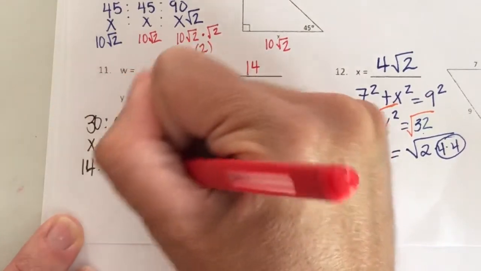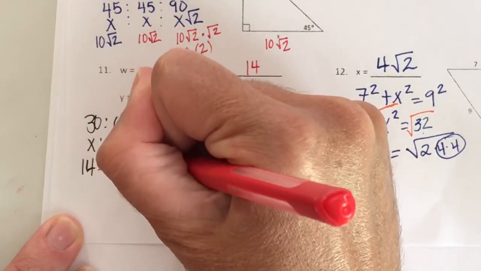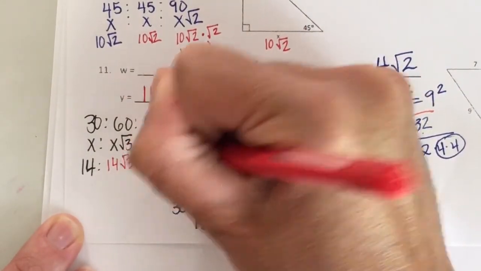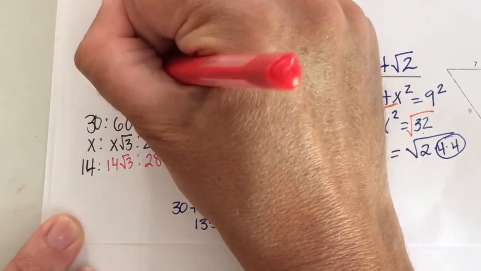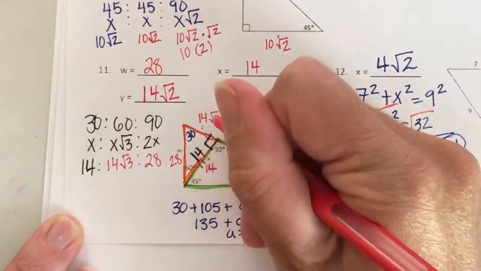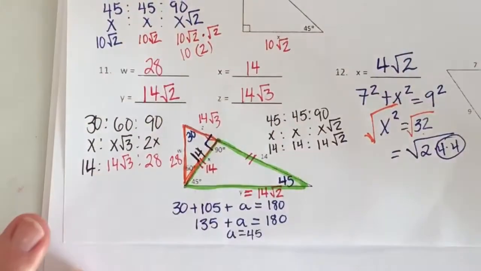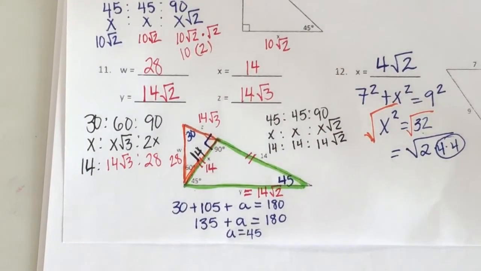And 2X, or double the 14. So 14 times 2 is 28. So now I know what W is. W is 28. And Z is 14 times the square root of 3. So even though this problem looked intimidating, it really wasn't. You just had to know where to start on this problem.